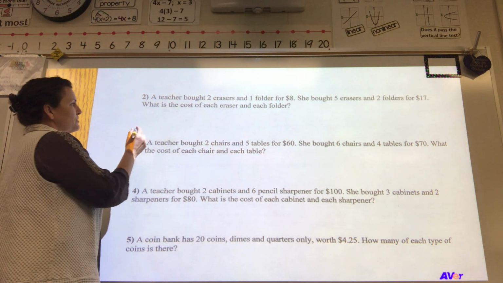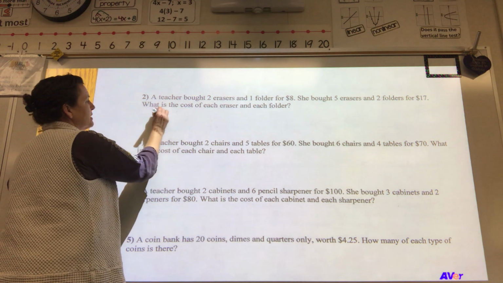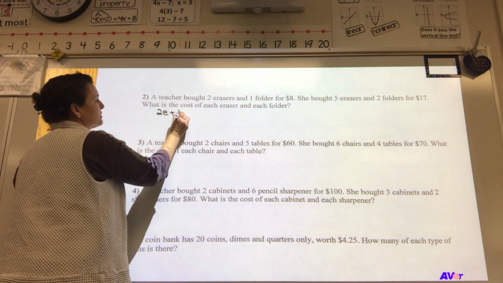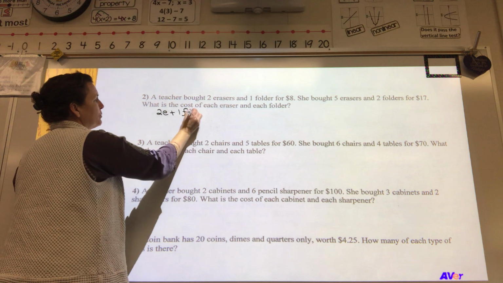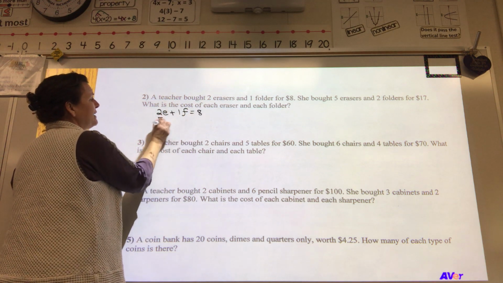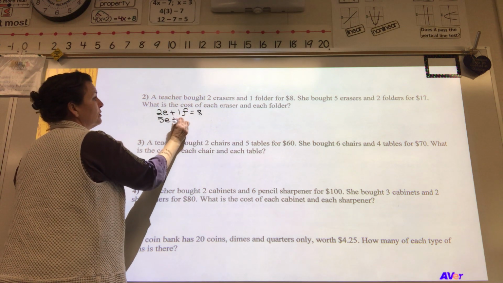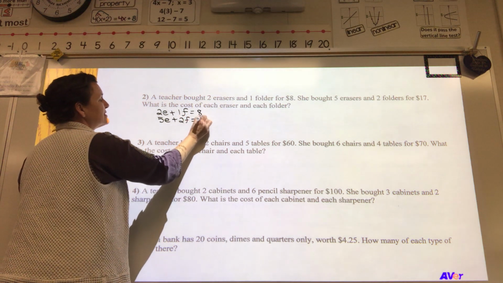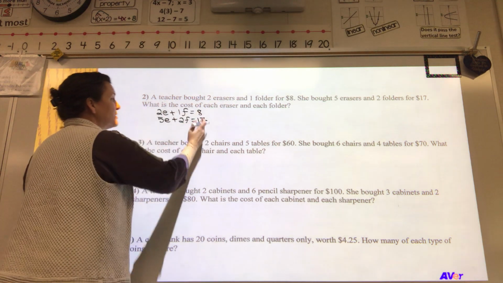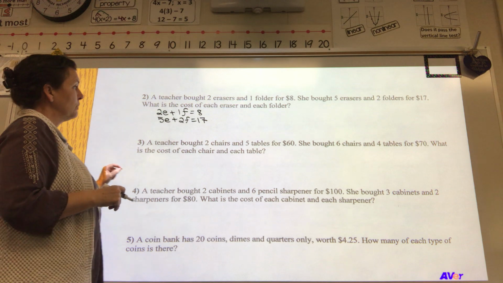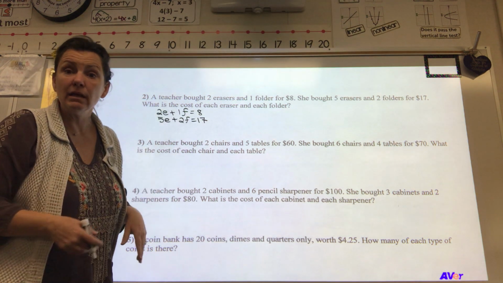So let's check number 2. We know it's the equation of 2e plus 1f equals 8, and 5e plus 2f equals 17. We have them lined up for the vertical method. We're going to be adding, going down, and see if anything eliminates right off the bat.